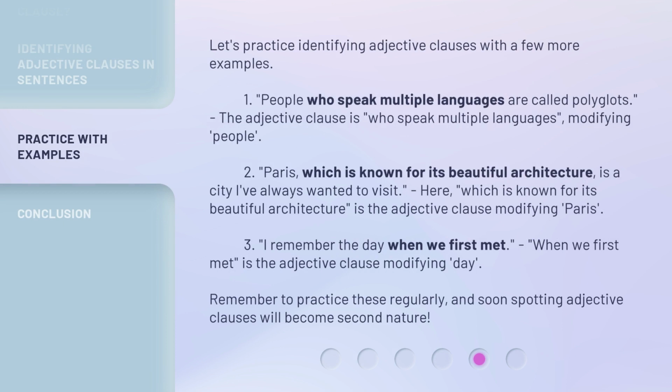Let's practice identifying adjective clauses with a few more examples. 1. People who speak multiple languages are called polyglots. The adjective clause is who speak multiple languages, modifying people. 2. Paris, which is known for its beautiful architecture, is a city I've always wanted to visit. Here, which is known for its beautiful architecture, is the adjective clause modifying Paris.